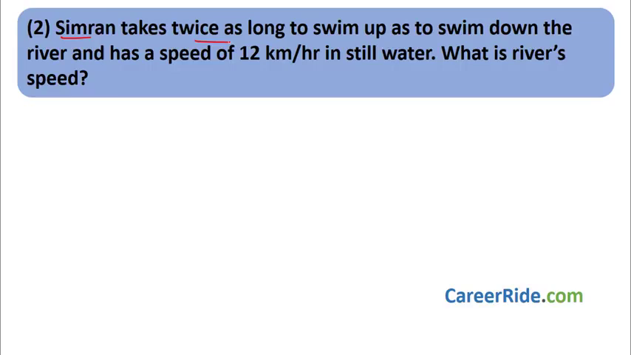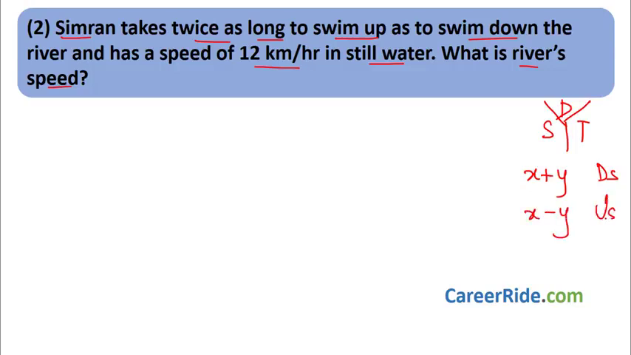Simran takes twice as long to swim up as to swim down the river and has the speed of 12 kilometers per hour in still water. What is the river's speed? Again, speed, distance, time sum and boats and streams. So we have x plus y as downstream and x minus y as upstream. We have to find the value of y. We do not know y, but we know the value of x as 12 kilometers per hour.